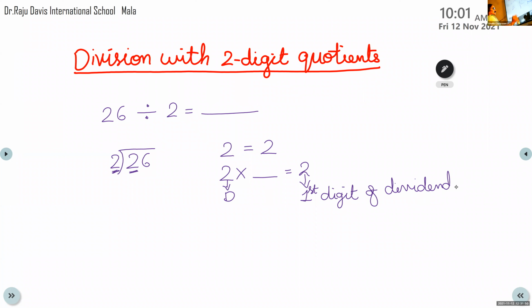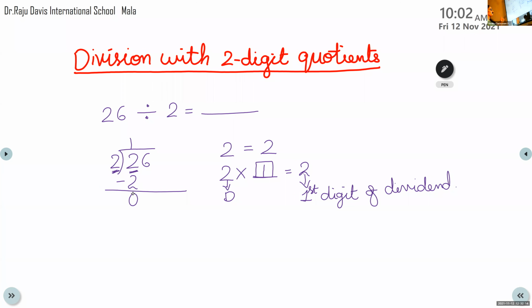Now, 2 into 1 is 2, isn't it? You got 1 here. So this one will go to the quotient. This product will come down here. And you have to subtract it. 2 minus 2 is 0. Now one digit is left over there. 6 is there, isn't it?